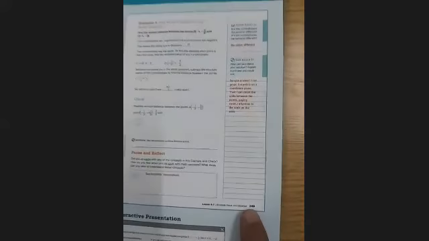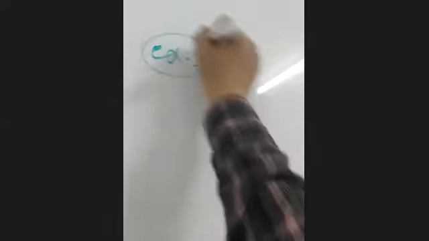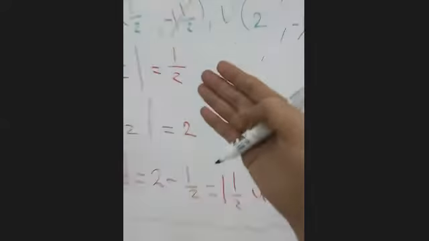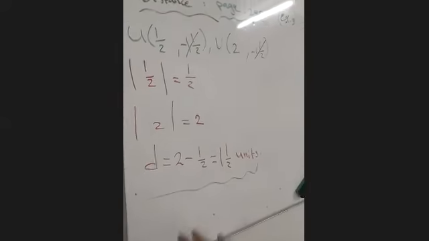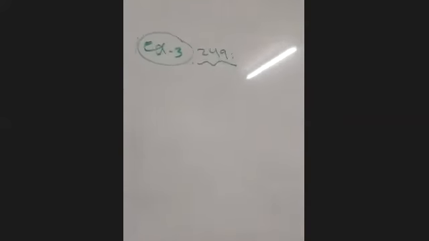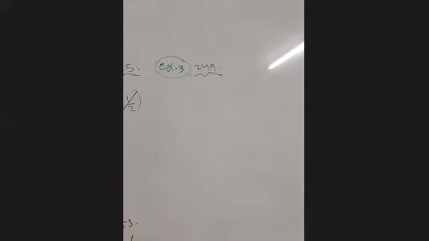But let's move to example 3, page 249. Now we have a check under example 1, guys. Do it here. And the check under example 2, do it at home as an exercise. Let's go to example 3, page 249. Amir, are you on example 3, page 249? Yes. Give me the 2 points.